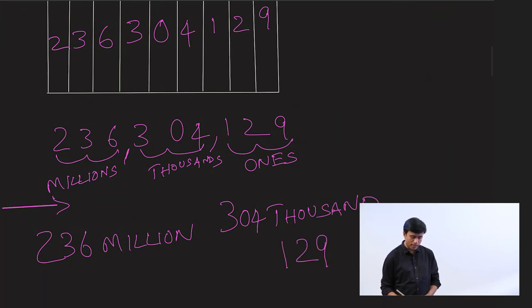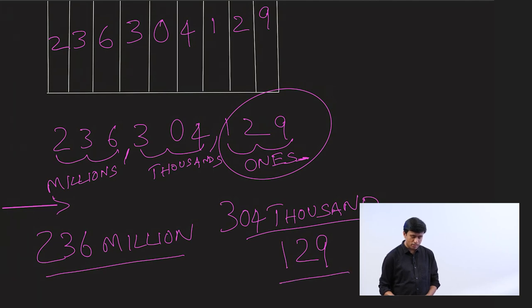304,129. Remember, when you read the last period, you don't say the name of the period. You just read the number 129. So the population of Uttar Pradesh according to the international system is 236,304,129. Let's write a number in its expanded form.